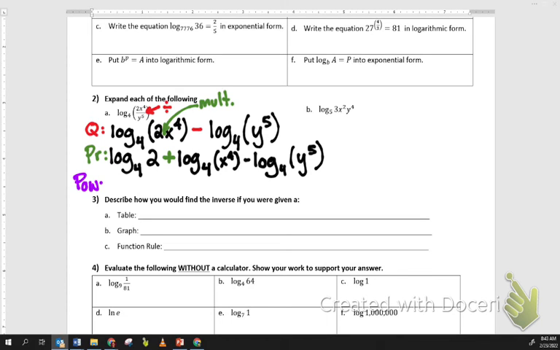And my last step when expanding is my power rule. That's where I write pow. And I see I've got a couple exponents in my arguments. I have x to the 4th and y to the 5th. That first log I'll bring down because I don't need to do anything else to it.